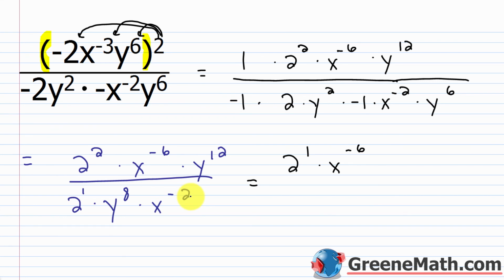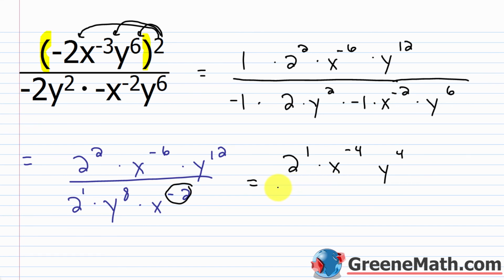Again, this seems a little weird, but if I have a -6 here, that's what I start out with. I'm subtracting away a -2. Minus a negative is plus a positive, so -6 plus 2. So -6 plus 2 is -4, so this would be x to the power of -4. Then lastly, I have y to the power of 12 here, y to the power of 8 here, so this would be y to the power of 12 minus 8, or y to the 4th power.